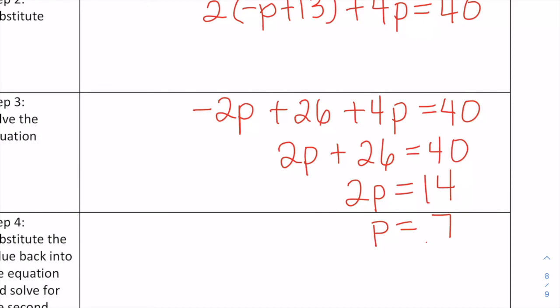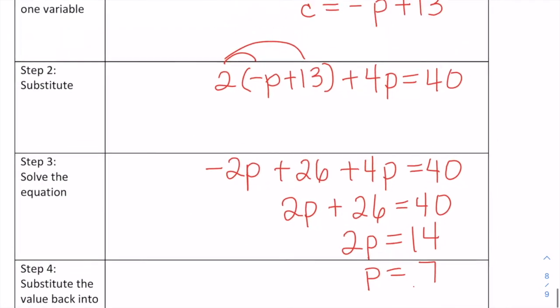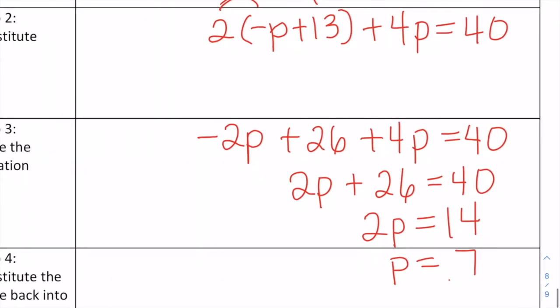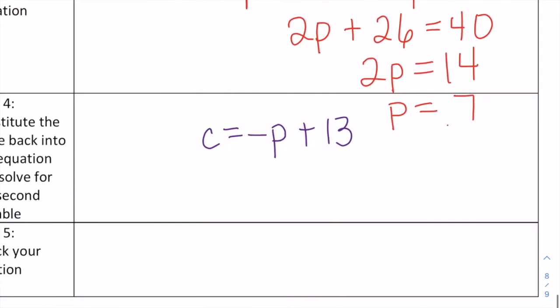Now we're going to plug that into our equation to see how many chickens. And you could probably do it really quickly because we knew that there are 13 animals in there, right? So negative P plus 13, plug in 7, and you should know that there's going to be 6 chickens.